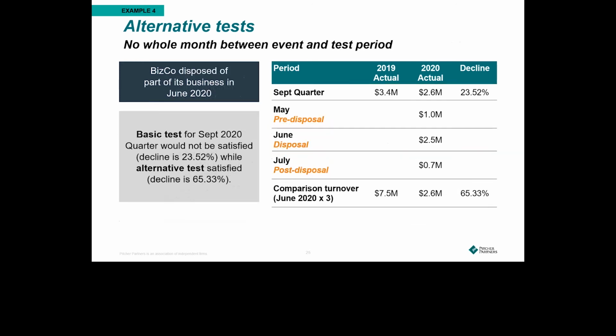Let's go through another example on the next slide, and this is another event. It's a disposal, and we have BISCO disposing part of its business in June. Now, here we highlight a couple of things. So this is in June 2020, and again, the basic test isn't satisfied, so we might look at the alternatives. So this highlights this no whole month rule. You normally would look at the month following the disposal, the key events, and pick that up. But because there's no whole month prior to July, we use the turnover in June.